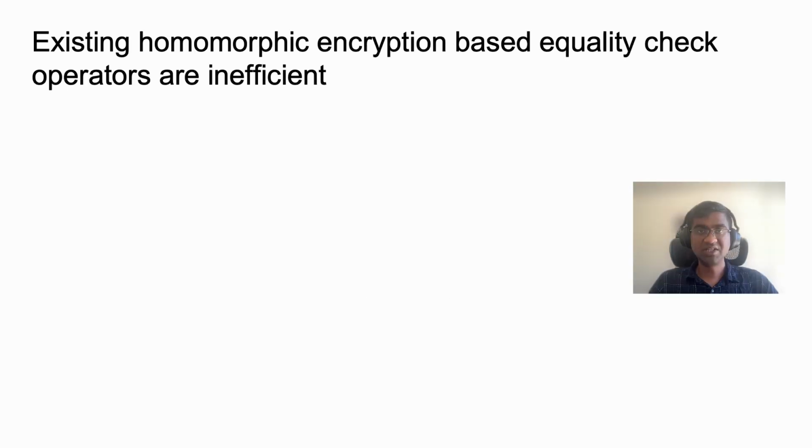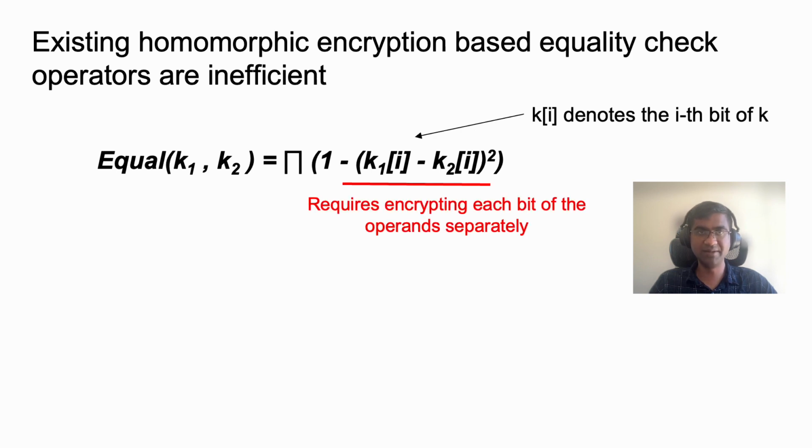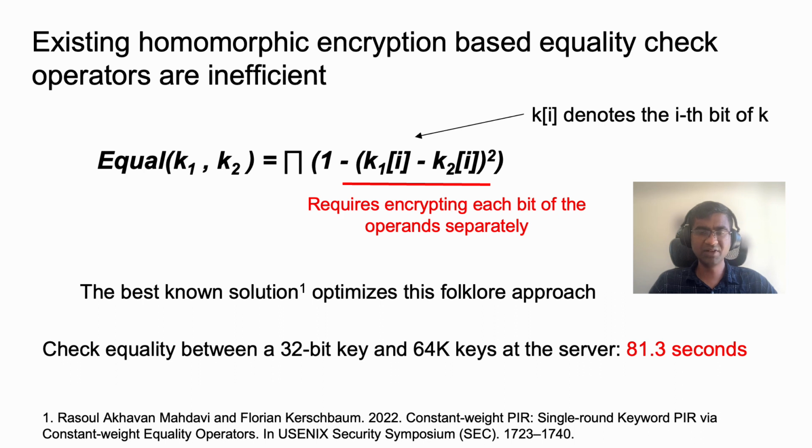Existing homomorphic equality check operators are inefficient because they encrypt each bit of the operand separately and perform homomorphic operations on them. The best known homomorphic equality operator so far improves over this simple approach by applying several optimizations, but it still requires bitwise encryption and so suffers from performance and scalability issues. For instance, the best known equality operator requires more than 80 seconds to check equality between a 32-bit key from the client and 64,000 keys at the server.